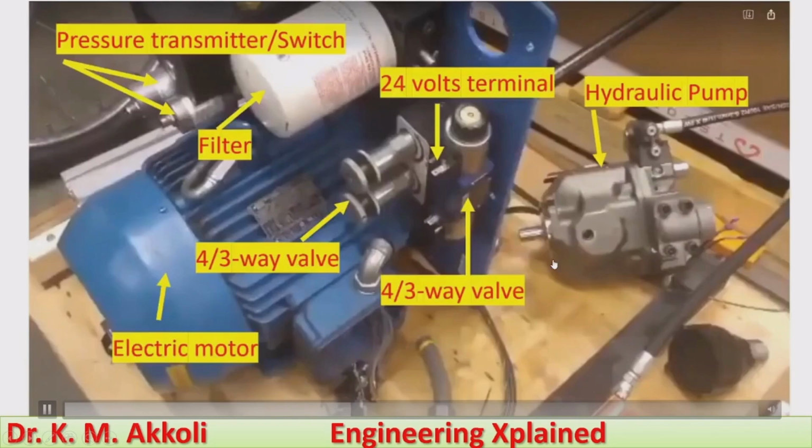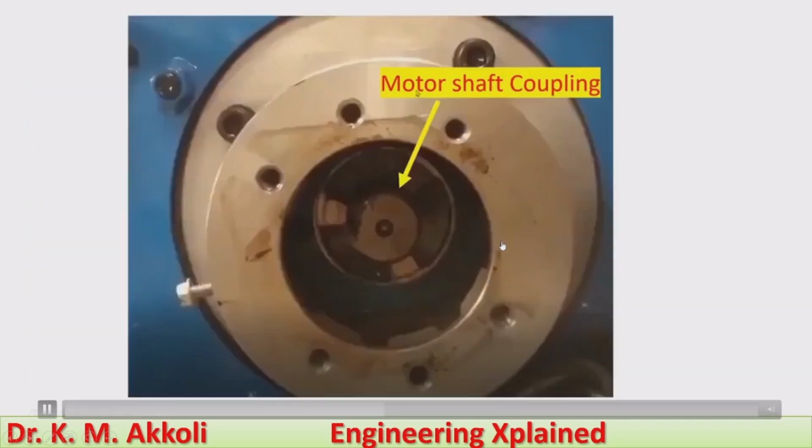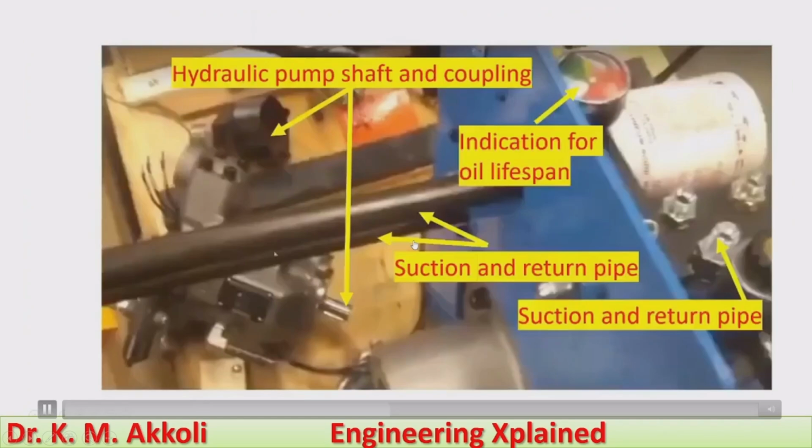And here we can see the actual components. These are the pressure transmitter or switch, and the filter; the 24 volt terminal, which is used for the actuation of the solenoid valve; the hydraulic pump; and the 4 by 3 way valve; and the electric motor, which is used to run the hydraulic pump. We can also see the other components, and later in the video we are going to see how it works.